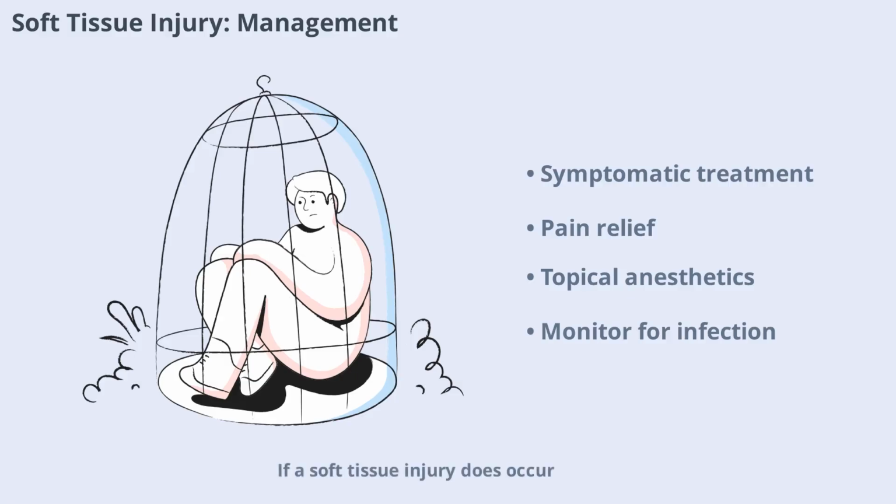If a soft tissue injury does occur, management is typically symptomatic. Analgesics can be prescribed for pain relief, and topical anesthetic gels may provide additional comfort. If a secondary infection develops, antibiotics may be necessary. Most soft tissue injuries heal without complications, but it's important to monitor the patient and provide clear instructions for home care. Prompt intervention and reassurance can help prevent further trauma and ensure a smooth recovery.